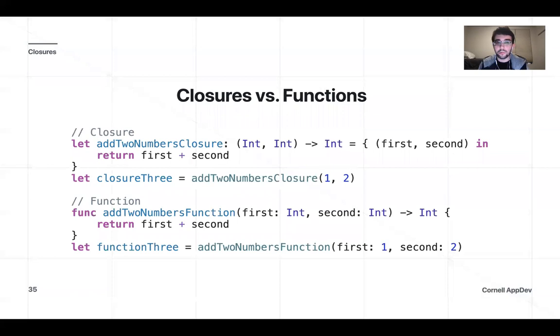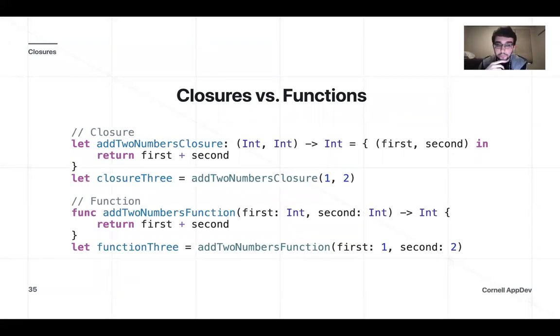So here's an example. If you look at the second one first off, this is how you would make an adding function in Swift, right? You have a first and a second integer parameter, and that returns another integer, and you're just adding first and second. And then to call this function, you just put the name of the function, and then you'd pass in parameters first and second, and then that should give you 3.